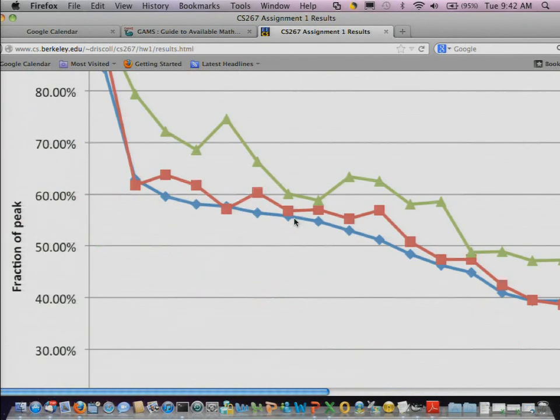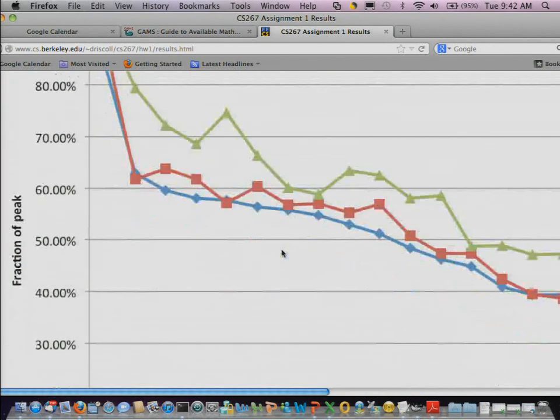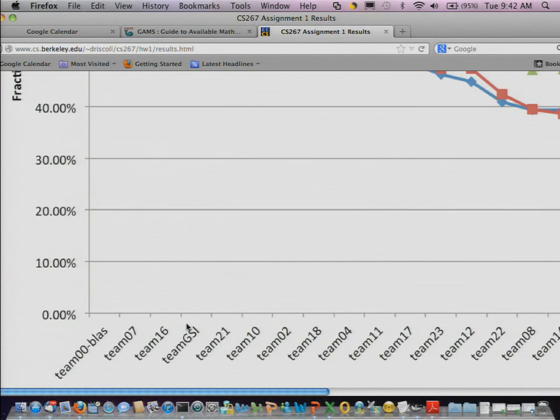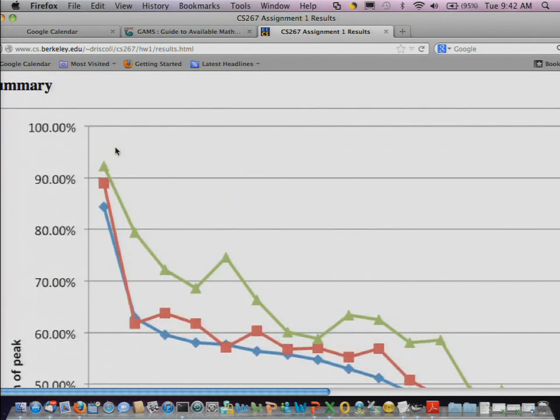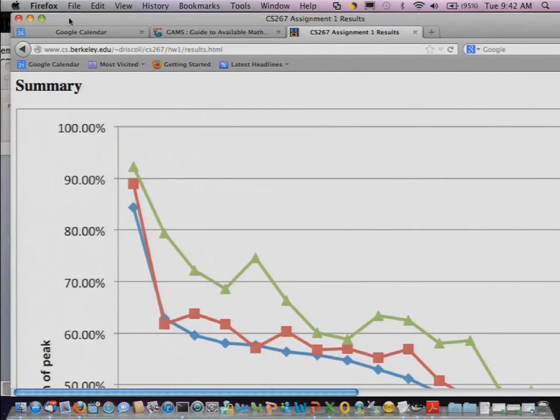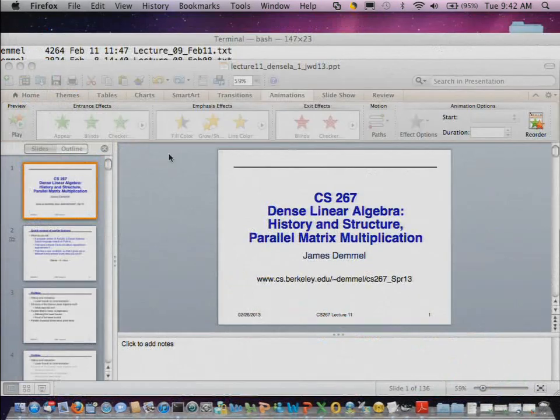Some years it's unusual, but let's see how the GSIs did. There's Team GSI. Let's see, but they weren't the best. So somebody out there beat the GSIs. So good for you. And assignment 2 is out there, right? And all this is on the class web page, so you can go take a look at it at your leisure. So let's go back to the lecture.